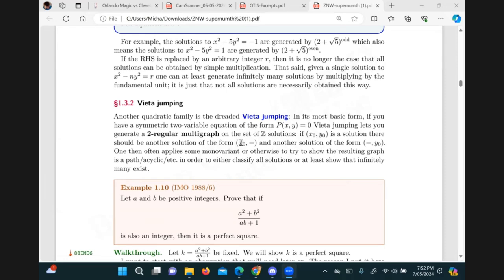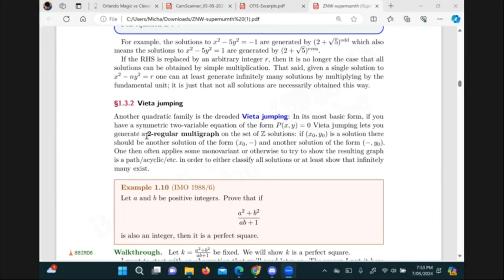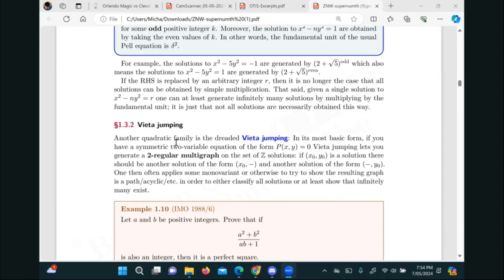In its most basic form, if you have a symmetric two-variable equation, Vieta-Jumping lets you generate a two-regular multigraph. So all this two-regular multigraph thing means you can get from one solution to another one. There's no other choices. So two-regular just means you can go forwards or back.